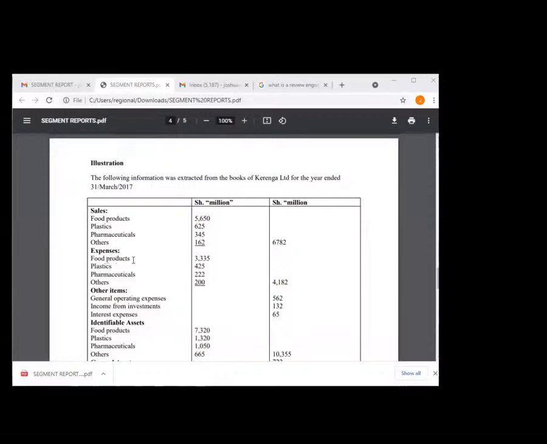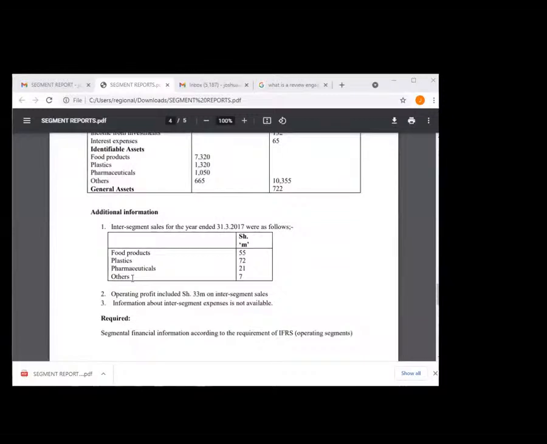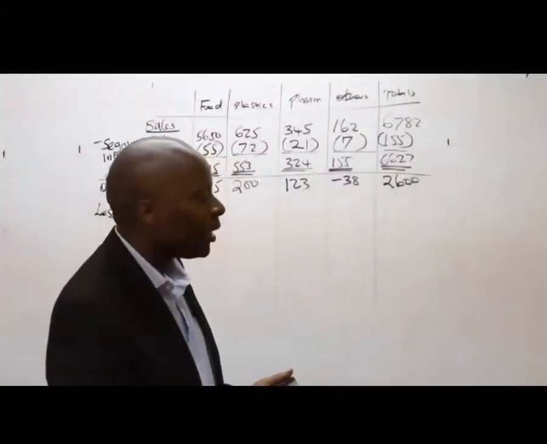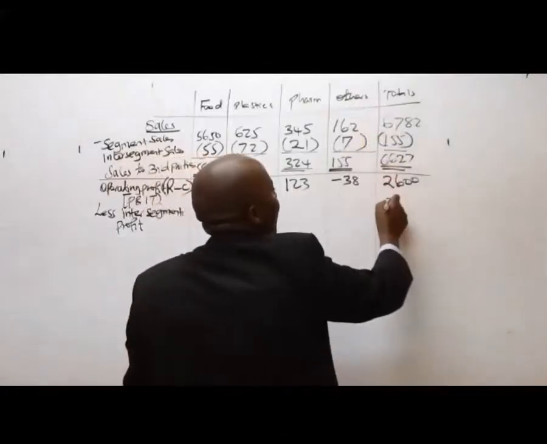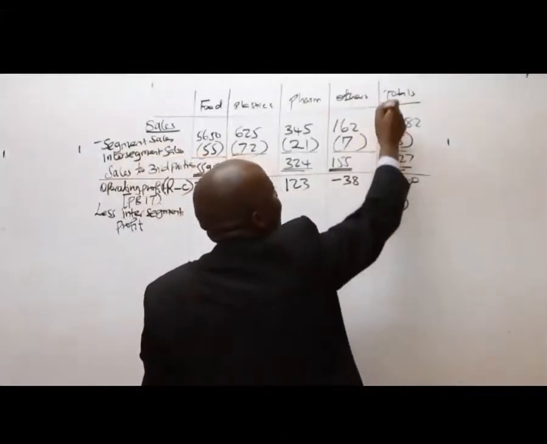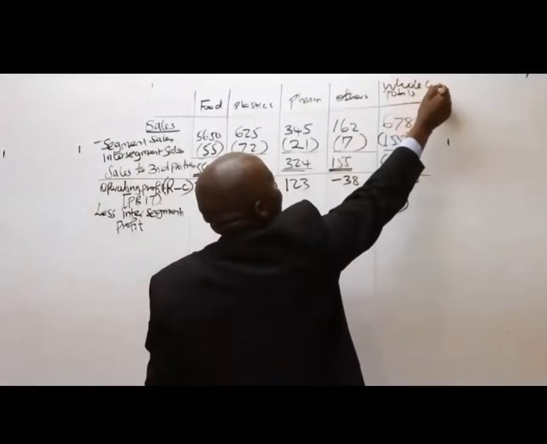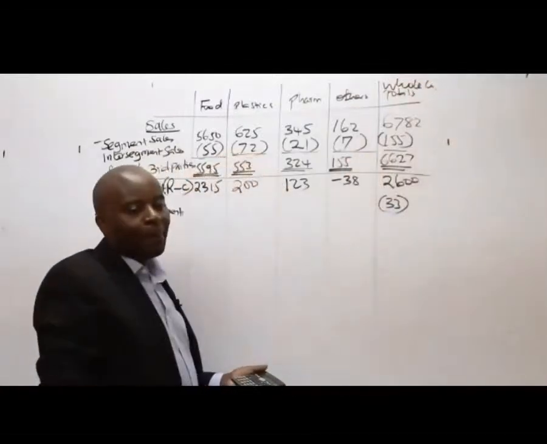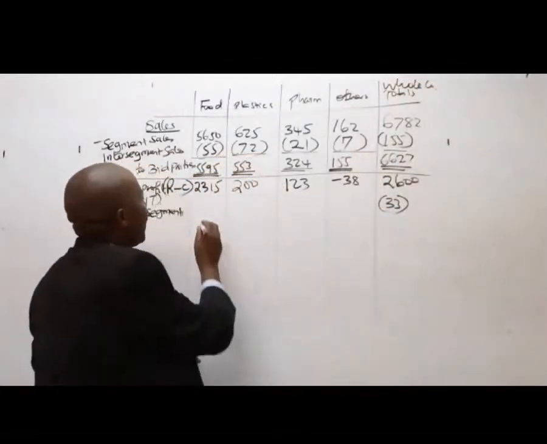So ladies and gentlemen, when you look at this table very cleanly, the only thing they've told us here in note number 2 is that the operating profit included 33 on intersegmental sales. So this 33 is a total of the intersegments. They have not allocated this 33 to any particular segment. So this 33 will be subtracted here. Remember, this is for the whole company.